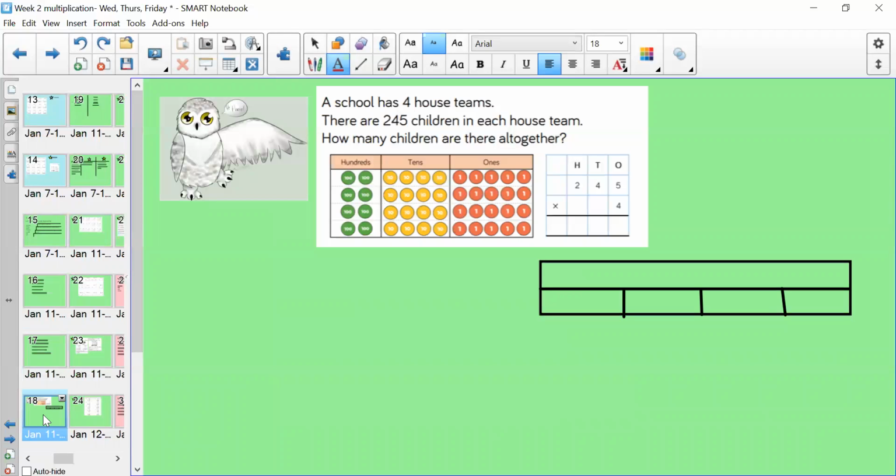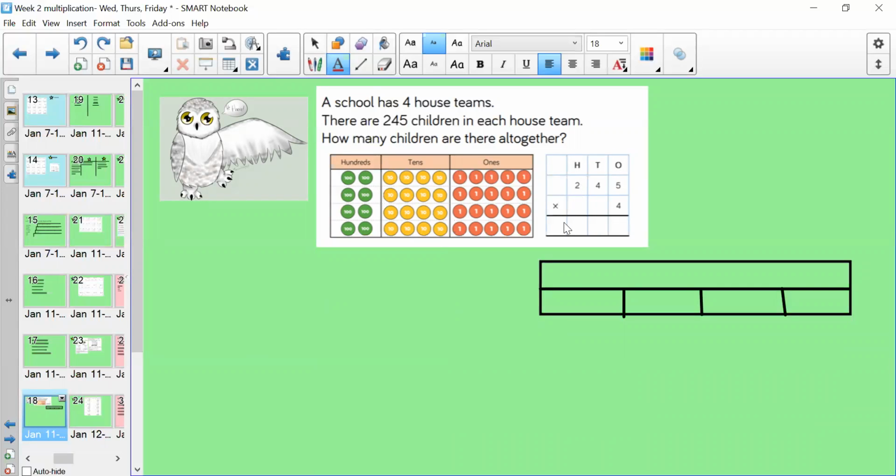Okay, so our big question today is, a school has 4 house teams. There are 240 children in each house team. How many children are there all together? So they've helped us by drawing a place value grid with the number 245. And then multiplying it by 4, so they've got 4 rows. So they've done it in the correct columns as well.